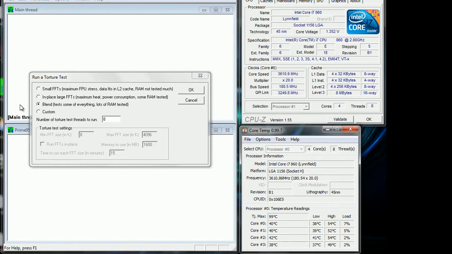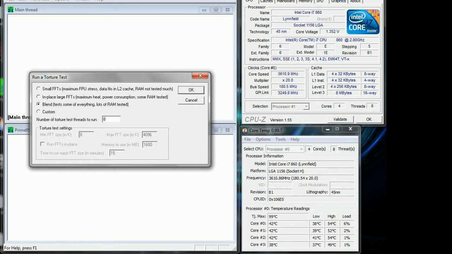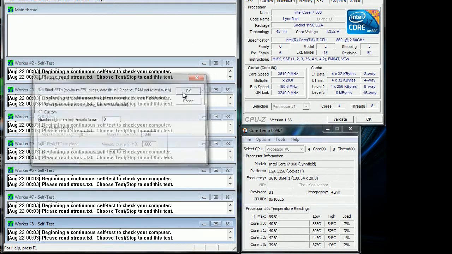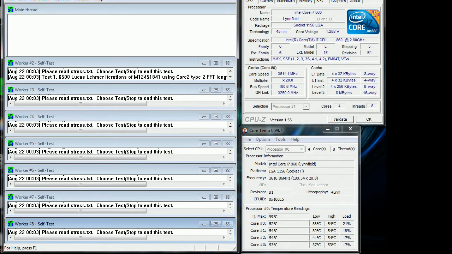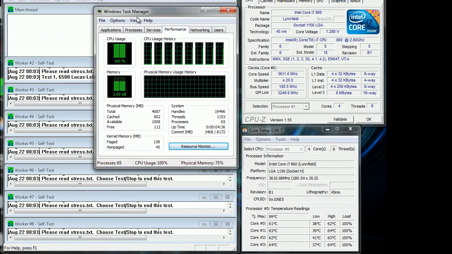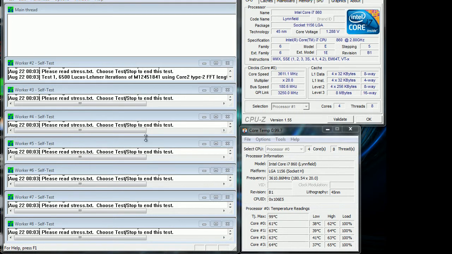So I'm gonna run a stress test on here on blend mode, and I'm gonna see what this goes up to and see if there's any errors. So let's go ahead and do this. And just for reference, 100% CPU, 3 gigabytes of RAM is being used by Prime95 right now.